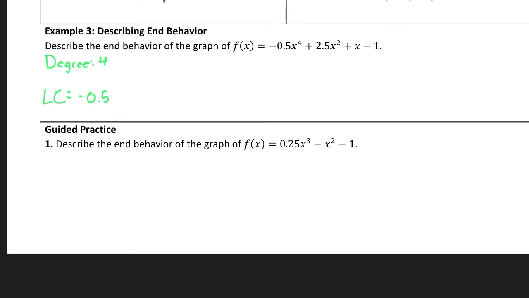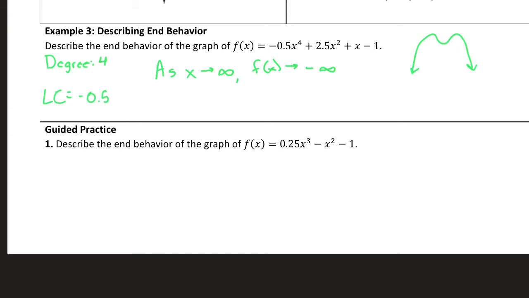What we need to be able to describe, our function is going to look something like this, where eventually it's going to go down to the left and down to the right. So describing the end behavior, the first thing I'm going to describe, as x goes to positive infinity, meaning as our function goes to the right, f of x, our outputs, our y values, as we go to the right, those y values are going to negative infinity. Our y values are going down to negative infinity.